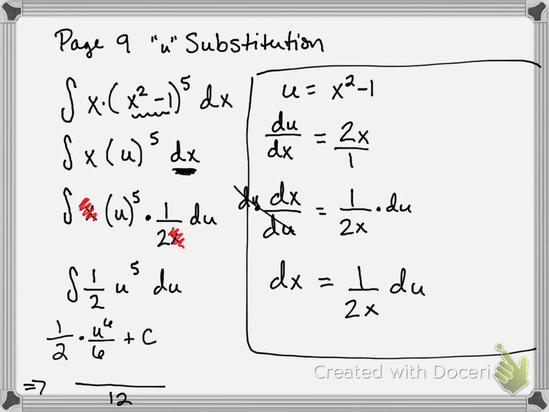The du just goes away when you take the integral. And then u to the 6th actually is what? 6x squared minus 1. So what is u? x squared minus 1. Yeah, x squared minus 1. So that's your answer for the integral.